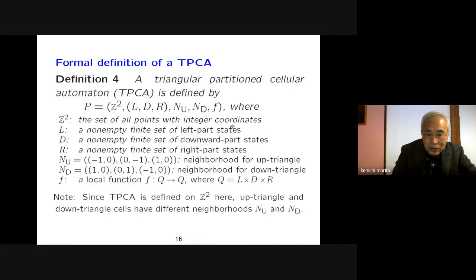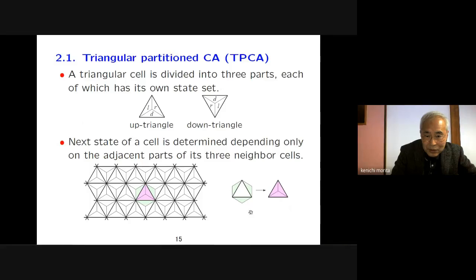Namely, it is clear from this figure. Next state of this triangular cell is determined only by these three parts.